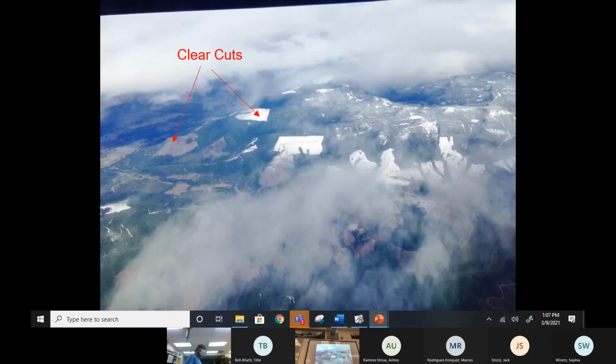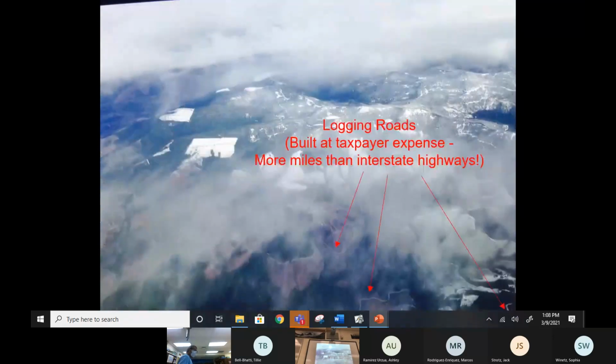Here's a couple pictures I took one year when I was flying to see my family in Seattle. I don't remember if this was in Washington or Oregon, but you can kind of tell if there's a landscape where trees go up to a meadow and the meadow is like a square, it's probably not a natural formation, right? You can also see the snow line there pretty well. And then there's all these logging roads built at taxpayer expense and accounting for more miles than all the interstate highways combined.